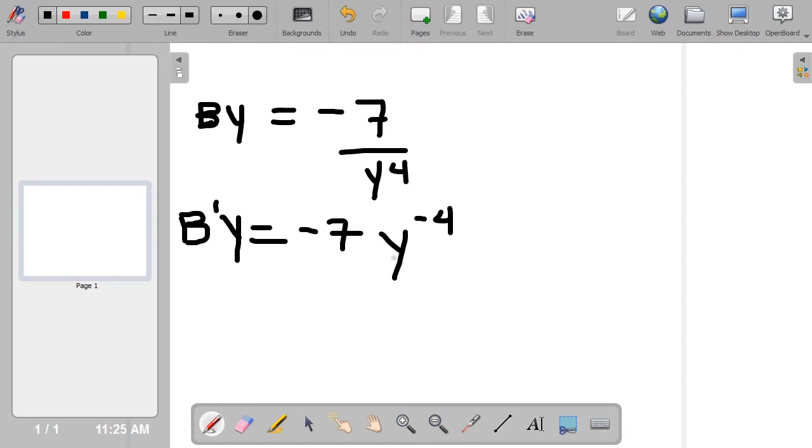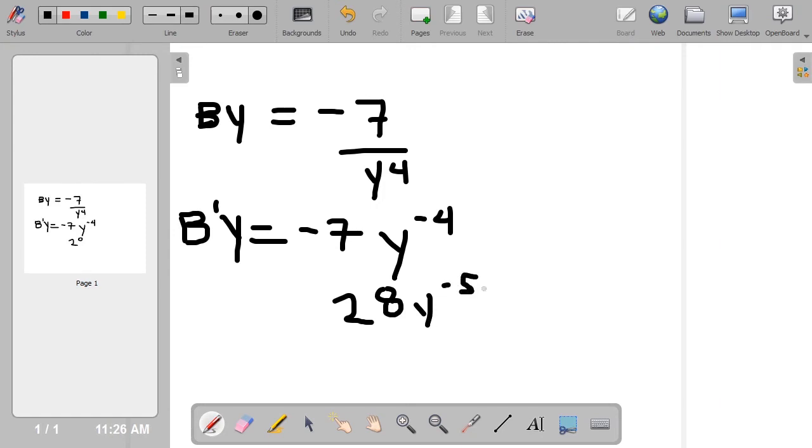Okay, so if we apply the power rule, negative 4 times negative 7 is positive 28. And negative 4 minus 1 is y raised to negative 5. So we can still rewrite this. We can simplify this further as 28 over y raised to 5. And that will be the final answer. Pretty easy.